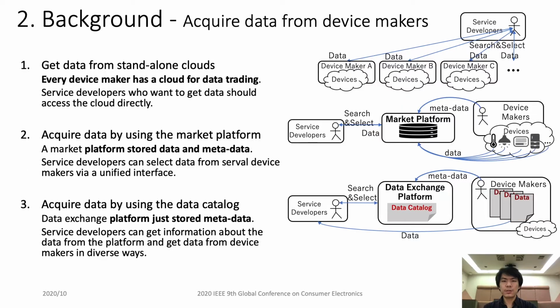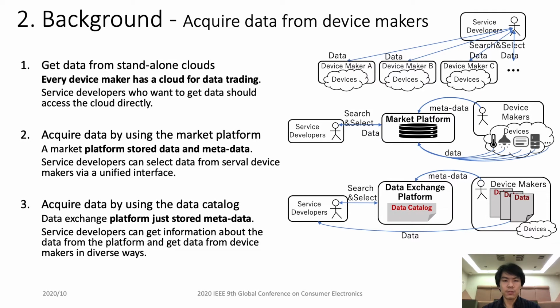There are three ways to get data from device makers. The first one is to get data from a standalone cloud. Every device maker has a cloud for data trading, so service developers should access the cloud directly to discover and select data. The second one is using a market platform.